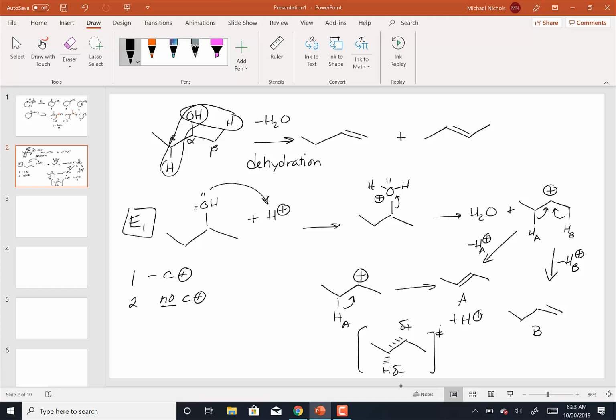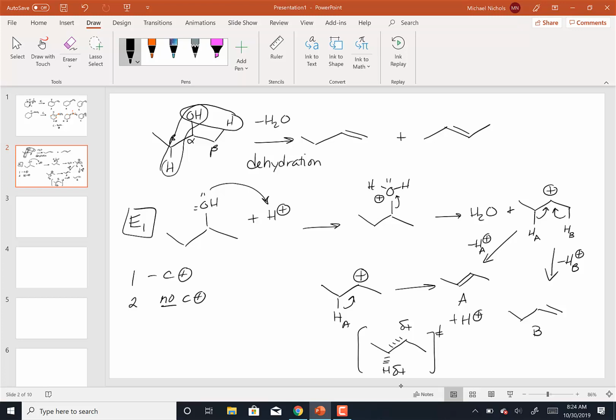Okay, so that's how we do dehydration. There's just this little issue of, so where did the H plus come from? Because I actually have multiple choices on the H plus, and if I do that, it's going to change the product potentially.